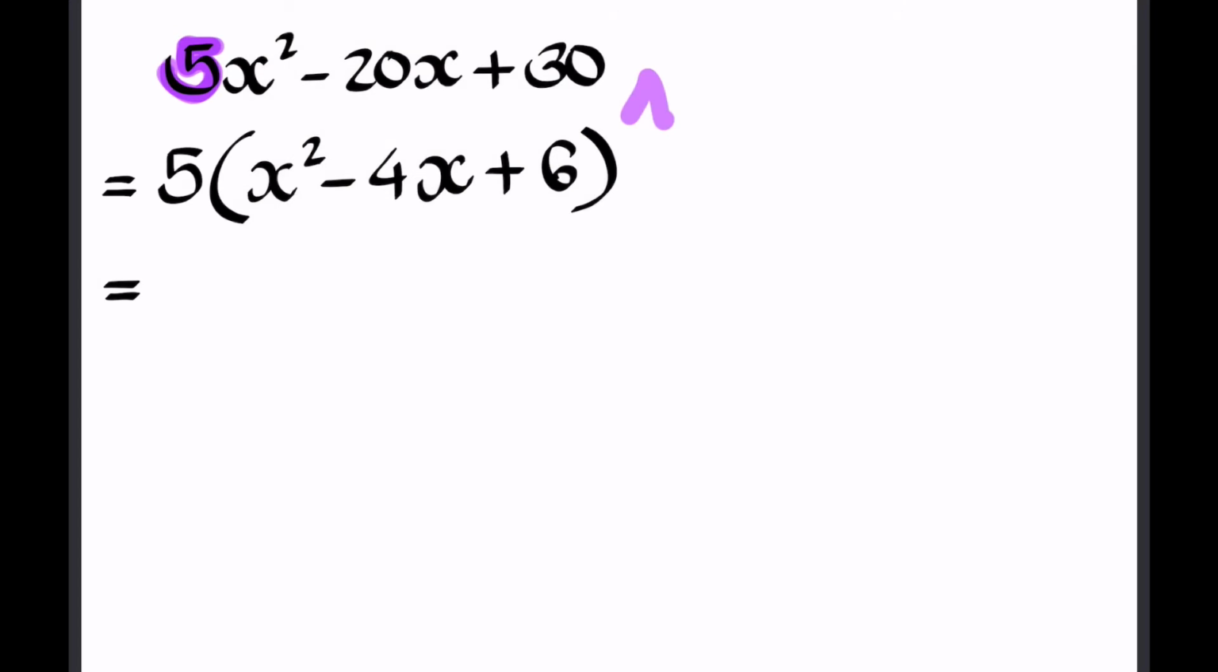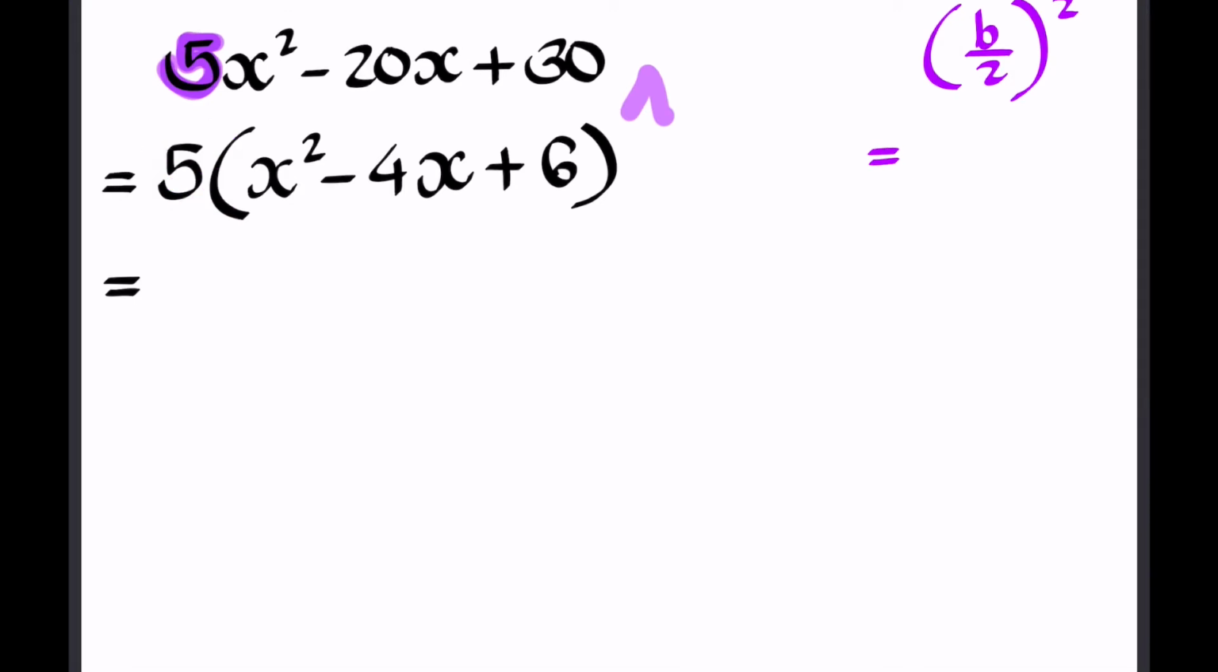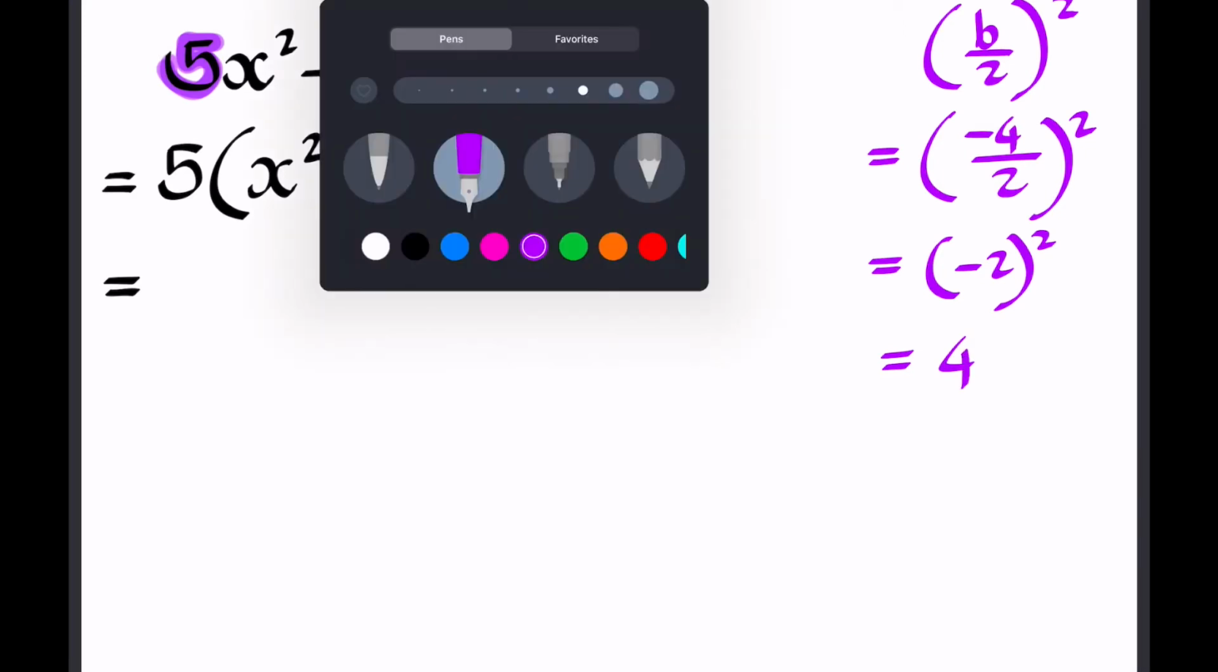So I'm now going to work the exact same way, and I am going to take my b over 2 and I'm going to square it. So my b value, remember with the sign, I factored out the 5. I'm going to put it back right at the end. But for now, I'm just going to work with the trinomial. I'm going to, in my mind, ignore that 5. And I'm going to work with the trinomial of x squared minus 4x plus 6 for now. So I'm going to take my b value, which is negative 4, over 2 squared. So negative 4 divided by 2 is negative 2. That's squared. Negative 2 squared is 4.